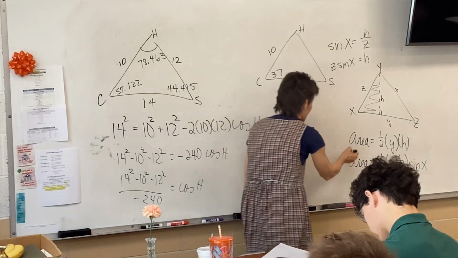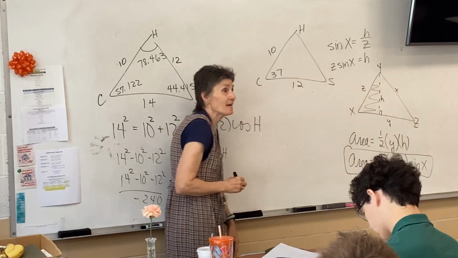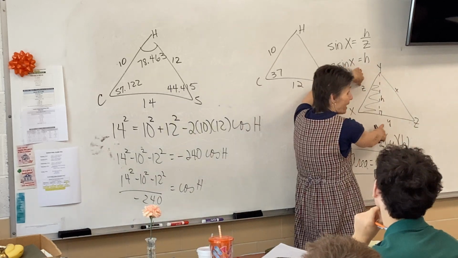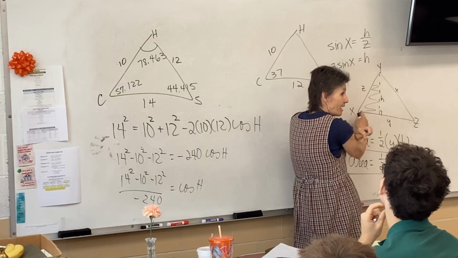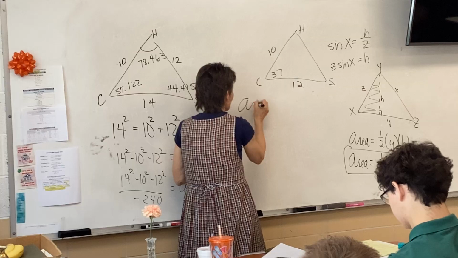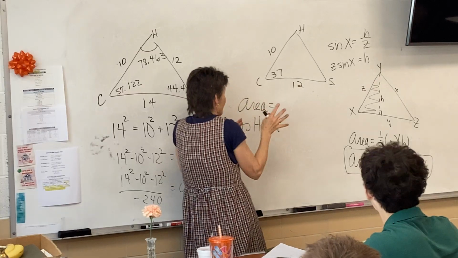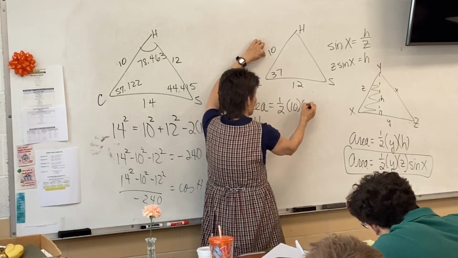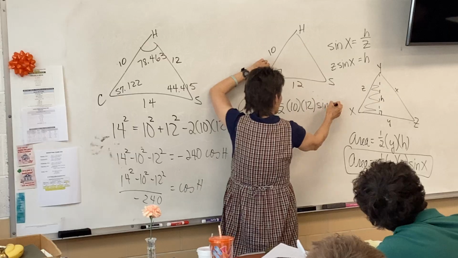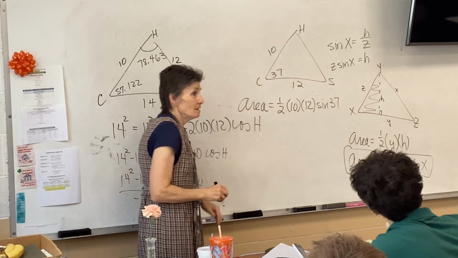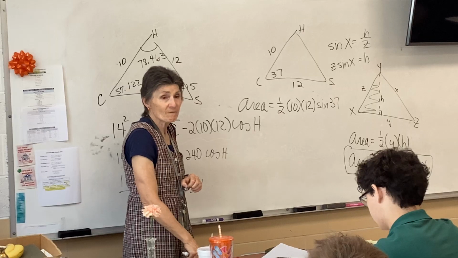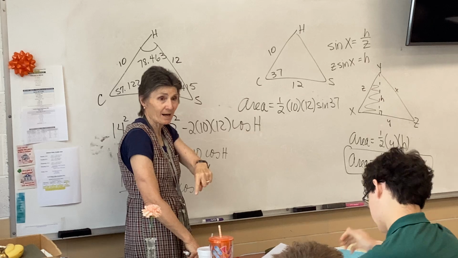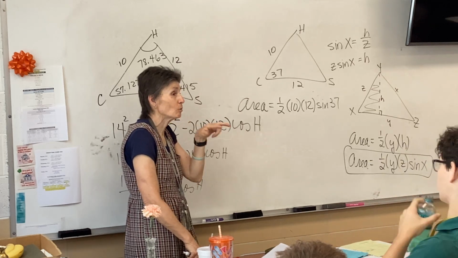And that, guys, is awesome. Because what does that say? That says the area of any triangle is 1/2 two sides times the sine of the angle between them. So what is the area of this triangle? Without doing any work, the area of this triangle is 1/2 times 10 times 12 times sine 37. The area of a triangle can always be found by taking 1/2 side times side times the sine of the angle between.